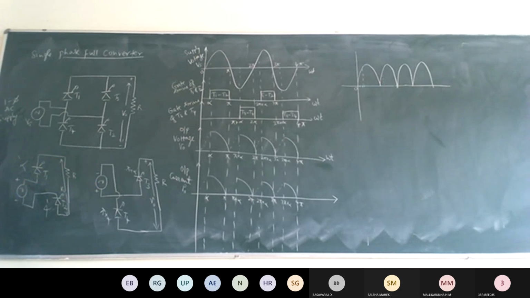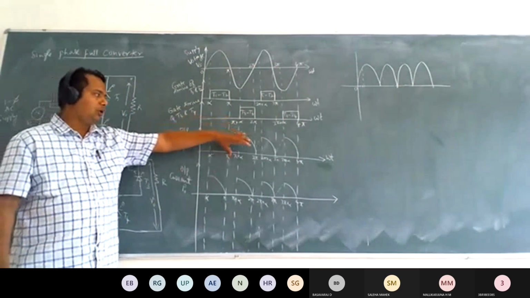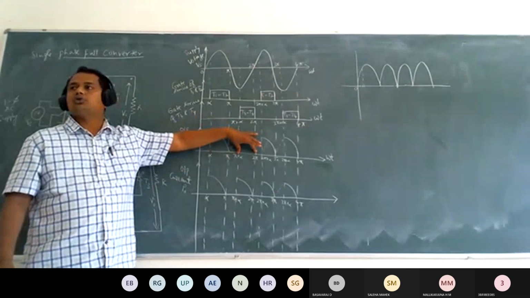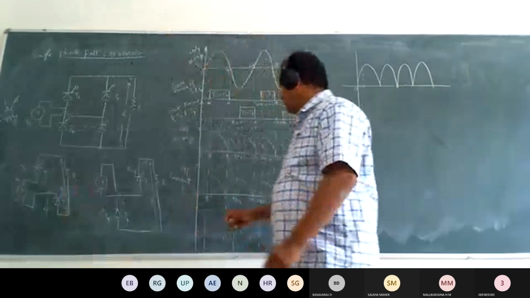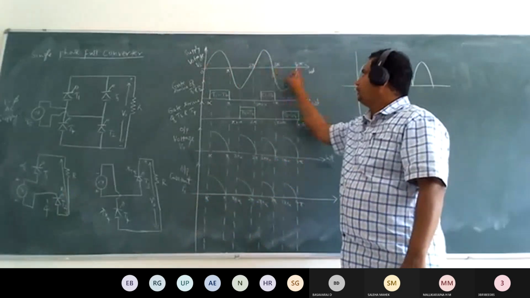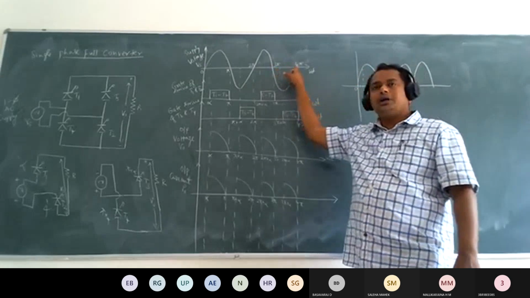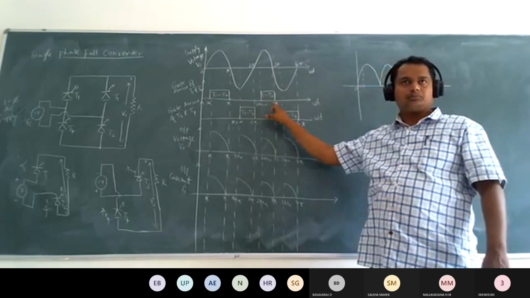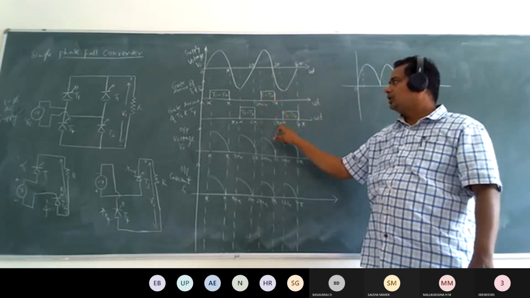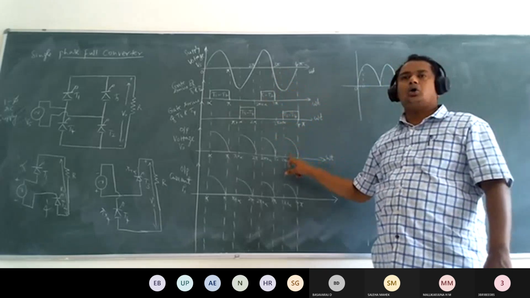Means when you operate the circuit, you will get a positive output voltage. That's why we have drawn the output voltage from alpha to pi as a positive magnitude, and from pi plus alpha to 2 pi is also a positive magnitude. This cycle will continue as long as the circuit is operated. Then the next cycle is 2 pi to 4 pi: 2 pi to 3 pi is the positive cycle, and 3 pi to 4 pi is the negative cycle. From 2 pi plus alpha to 3 pi, T1 and T2 are forward biased. Then the negative cycle starts from 3 pi plus alpha to 4 pi and we get the output.